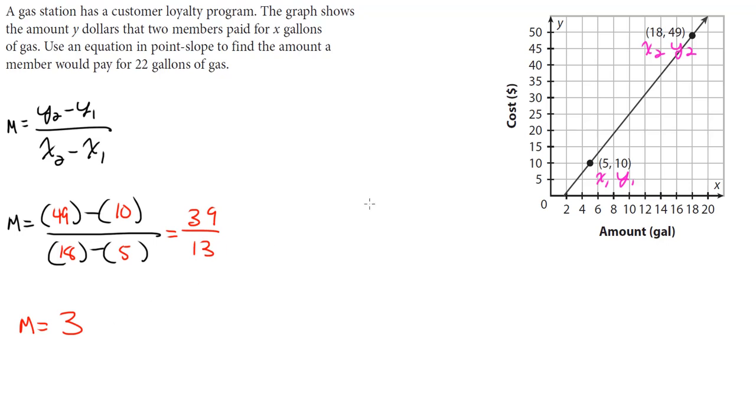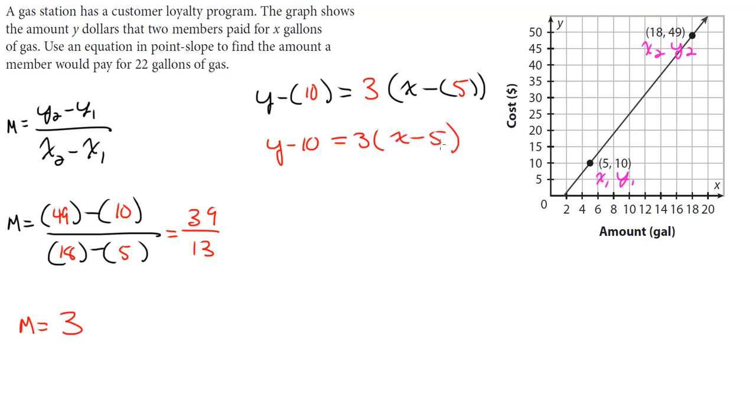Now we need the slope and one of the points, and I'm going to make life easier for myself by choosing the smaller point. So y minus y1 equals our slope times x minus x1. Plug in our slope, which is 3. Plug in our y value, 10, and our x value, 5. We simplify this. y minus 10 equals 3 times x minus 5.